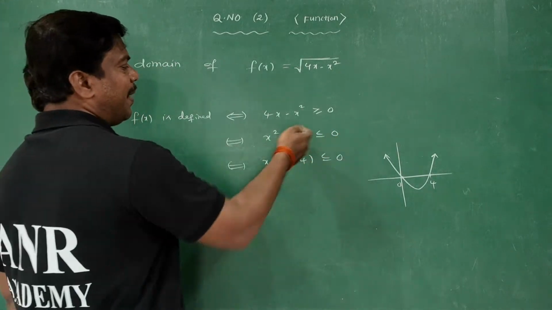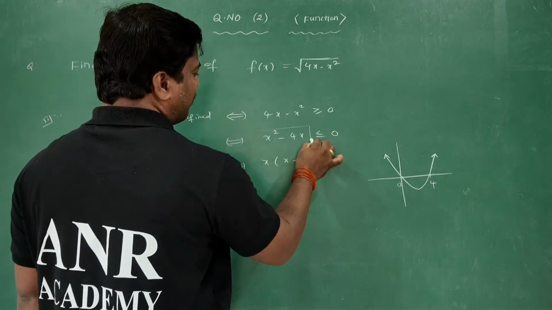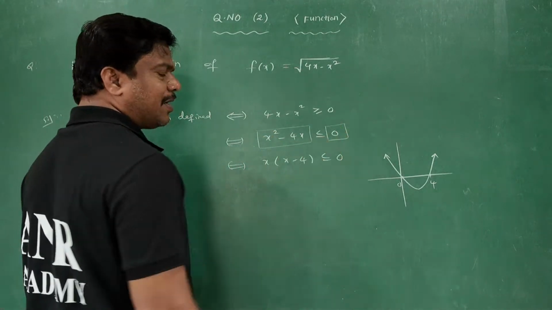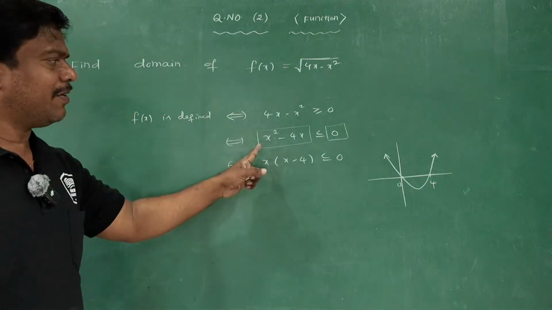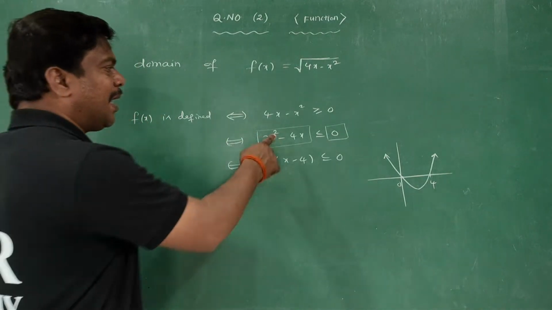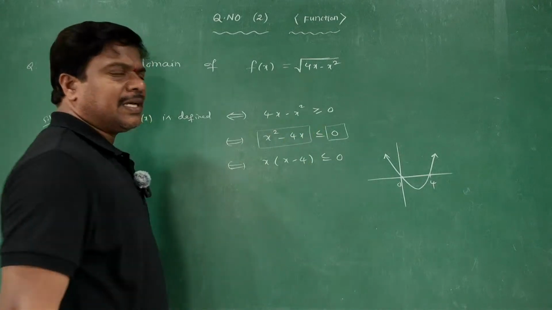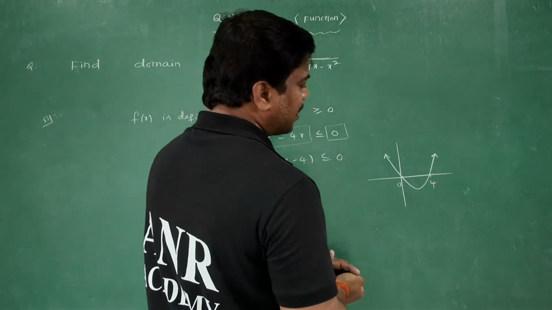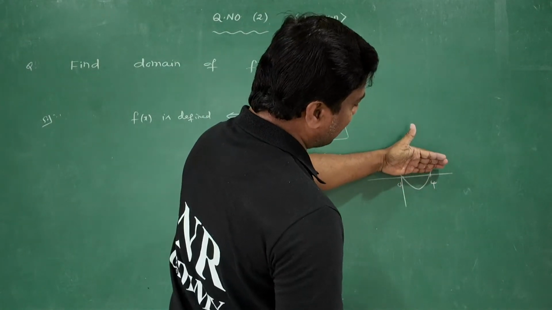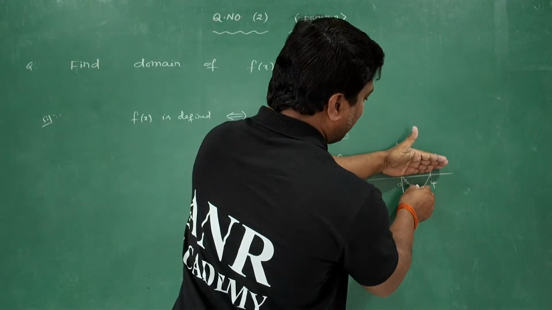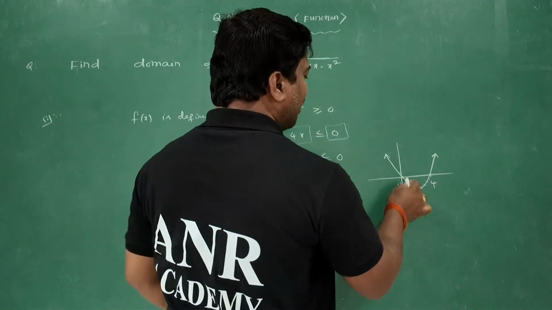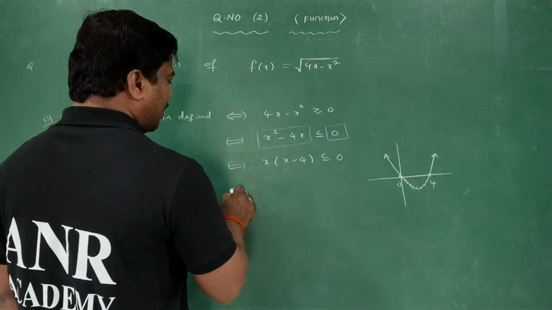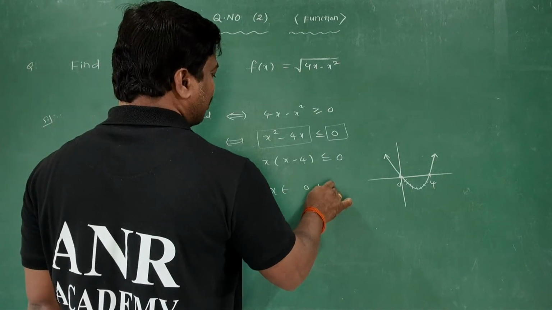Comparing x axis and parabola, here what I am saying, x square minus 4x is parabola and y equal to 0, that is x axis. Parabola less than or equal to x axis is given. Parabola should be below x axis. This portion exists only in the domain in the interval 0 to 4. So that I can write x belongs to 0 to 4.